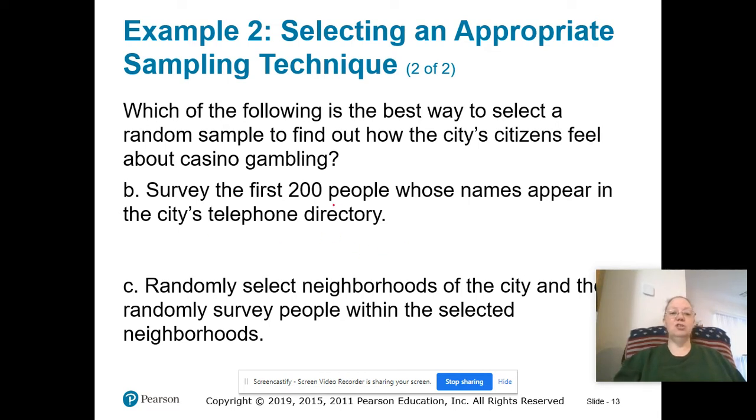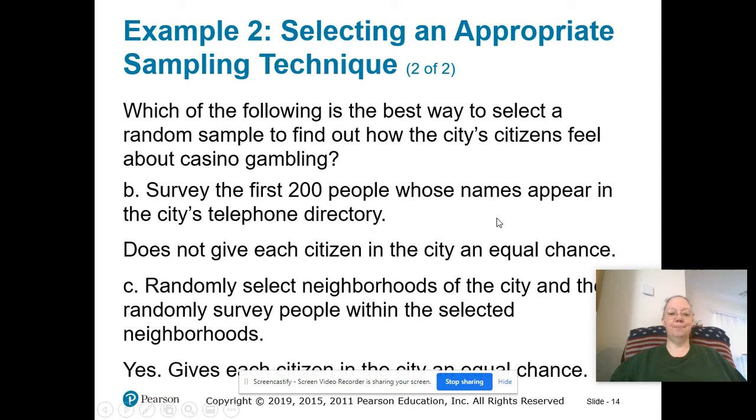So with the first 200 people whose names appear in there, you're not giving everybody an equal chance. Okay, you're not giving everybody an equal chance by looking at just the first 200 names. Randomly select neighborhoods of the city and then randomly survey people within the selected neighborhoods. There you go. We have a winner. That is going to give us a random selection of the city.